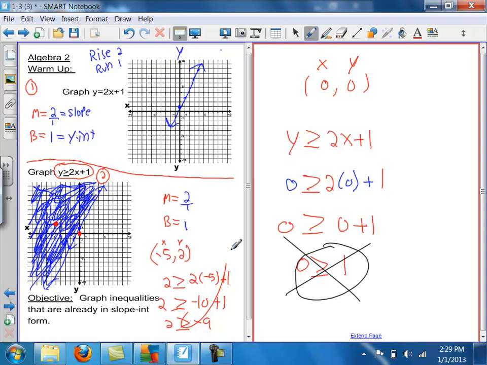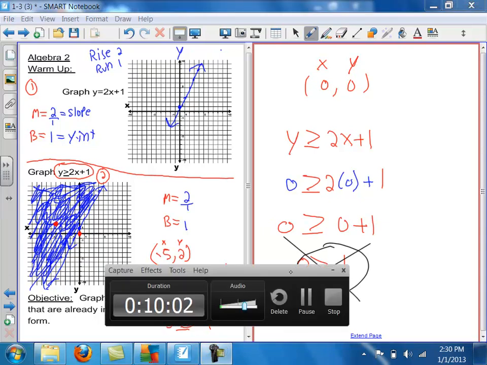So that's the warm-up. Today's objective is to graph inequalities that are already in slope-intercept form. So just do a whole bunch of these things. Okay? Alright, we'll take a little break. Or actually, I'll just move on in a second, okay?